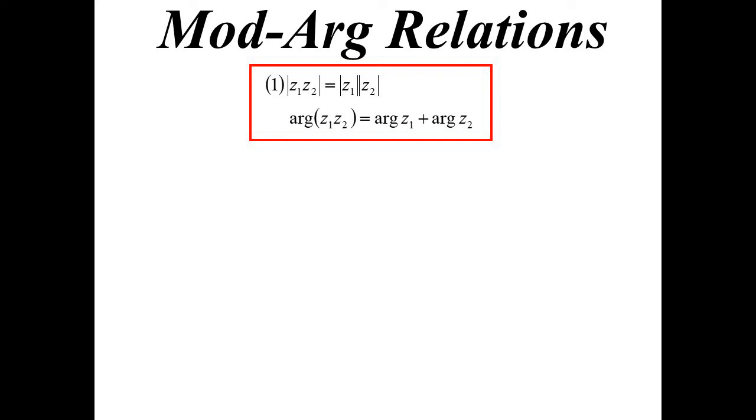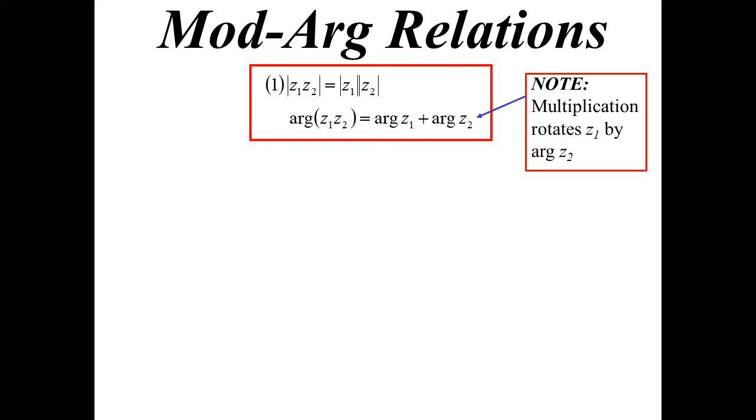This is very much like logarithms. You remember when you multiply, you add? Same sort of idea. So if I want to find the argument of z1 z2, I would add the two arguments together. Multiplication rotates z1 by z2, because what we're basically saying is that to the angle of z1, we're adding the angle of z2. So you get this rotation.